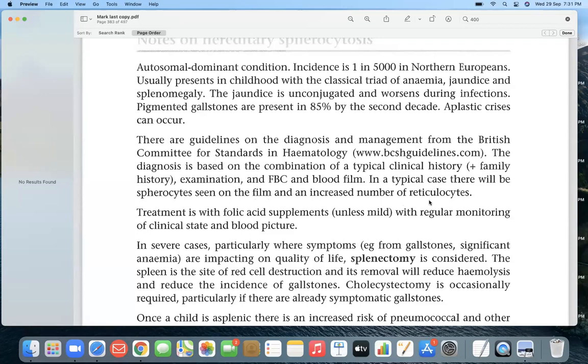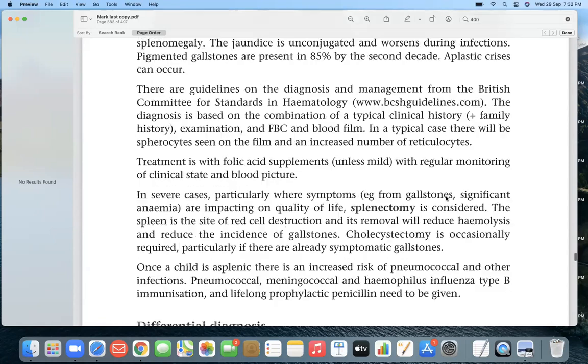If they ask you about your investigations and what your finding is on the blood film, you have to tell them that there will be spherocytosis and also increased reticulocytes. Okay, in a typical case, it will be obvious, the spherocytes and increased number of reticulocytes. And also there will be a family history of the condition and typical clinical history.